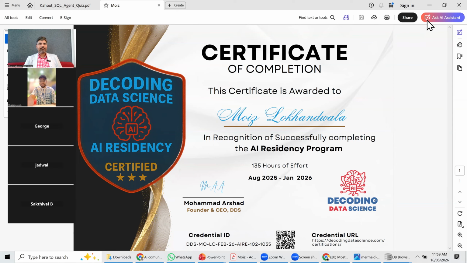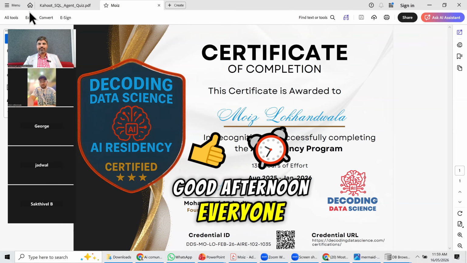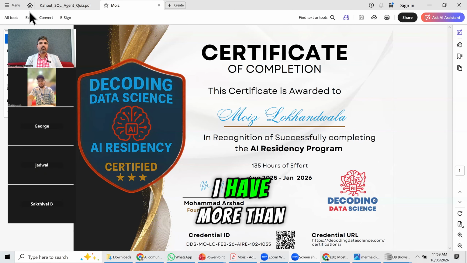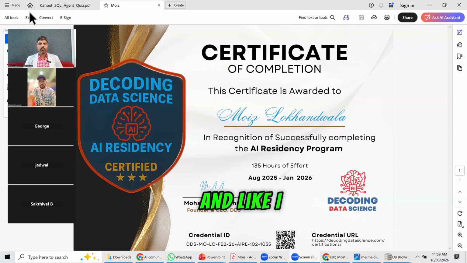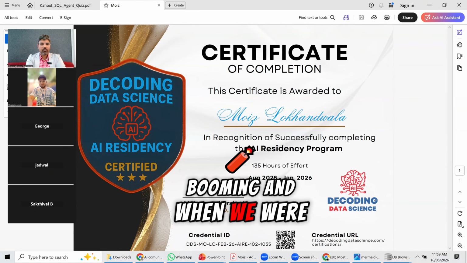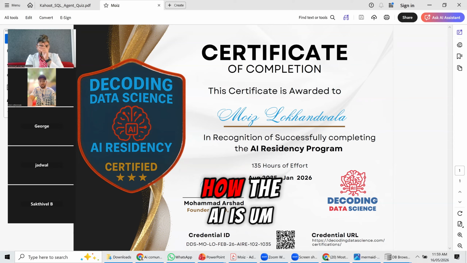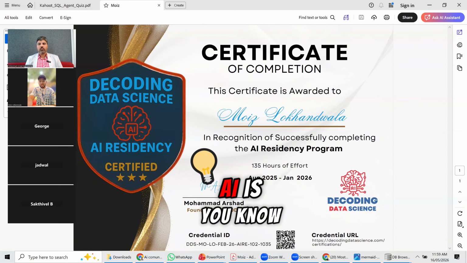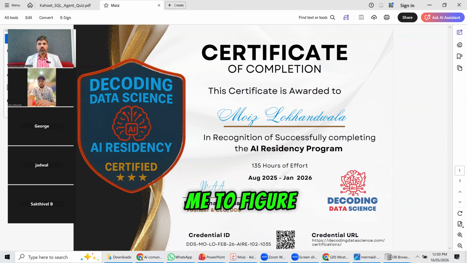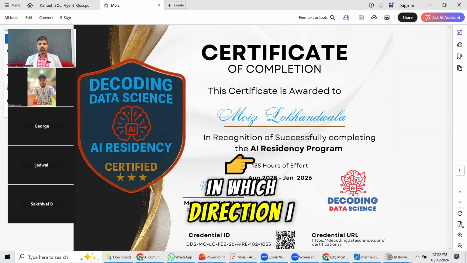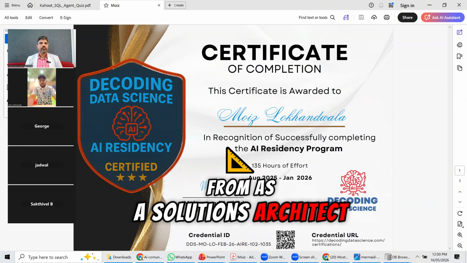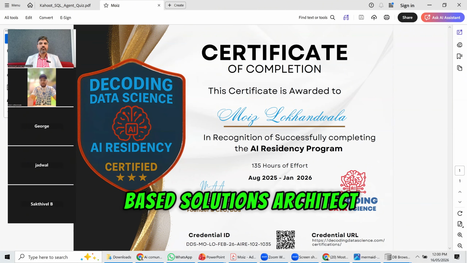Thank you so much. So, good afternoon, everyone. My name is Moiz Lokhandwala, and I'm a solutions architect. I have more than 10 years of experience. And I think 2 years back, when AI was booming and we were seeing so many enhancements, with AI evolving with time, it was very confusing for me to figure out in which direction I should start my career journey from as a solutions architect toward an AI-based solutions architect.